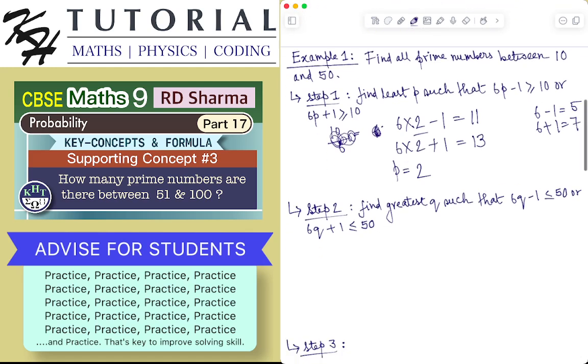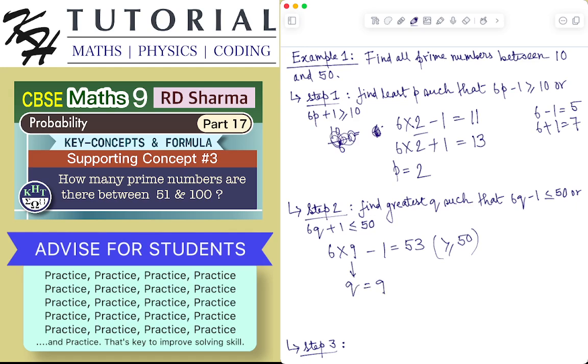Okay, so step 2, we have to find Q such that 6Q minus 1 or 6Q plus 1 is less than or equal to 50. Okay, so I can see that 6 into 9 is 54. Minus 1 is equal to 53, which is greater than or equal to 50. I have to find the largest. So this is Q. Q is 9.